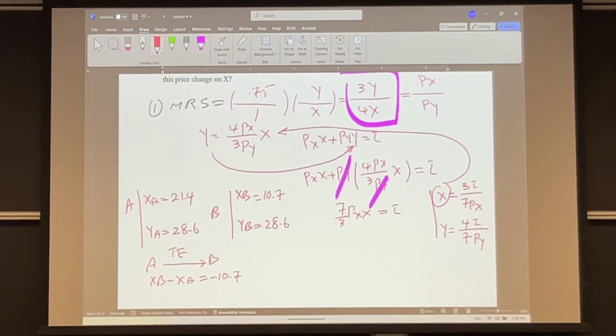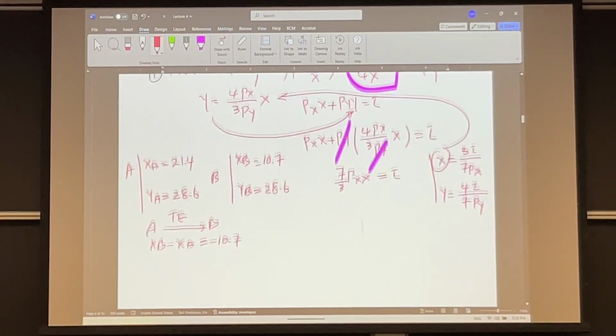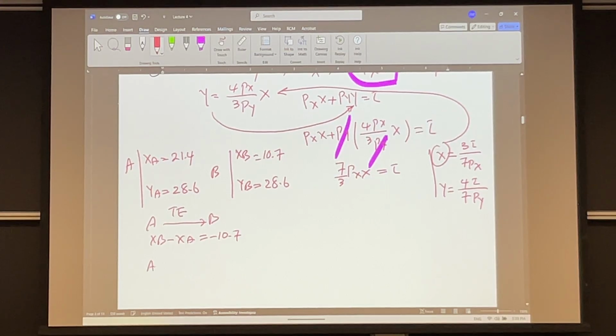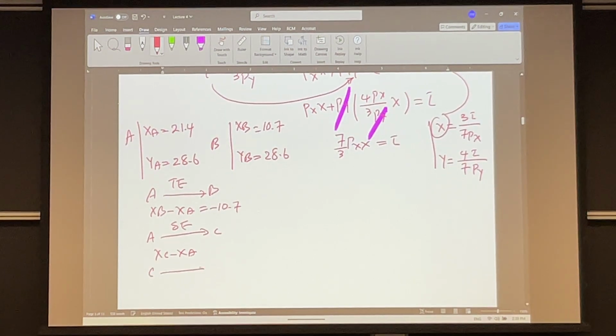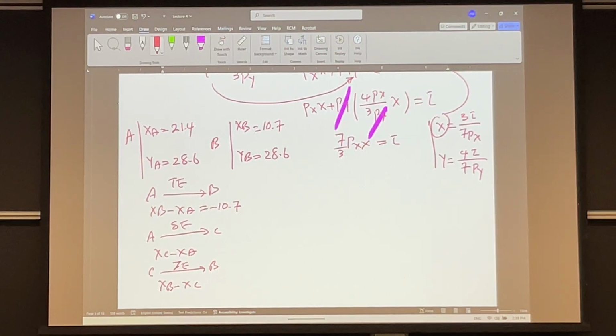Okay. We want to decompose it into income and substitution effect. For that, we have to eliminate the income effect and find point C that only has the substitution effect. If we do find it, then we can say A to C is the substitution effect, and then C to B becomes the income effect. But we need to find point C, the one that isolates the substitution. Right? Okay, let's graph it and try to find it.